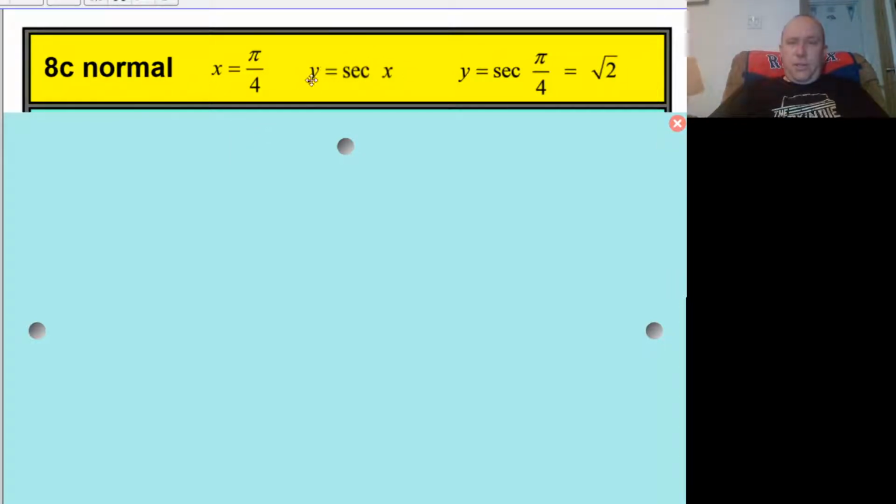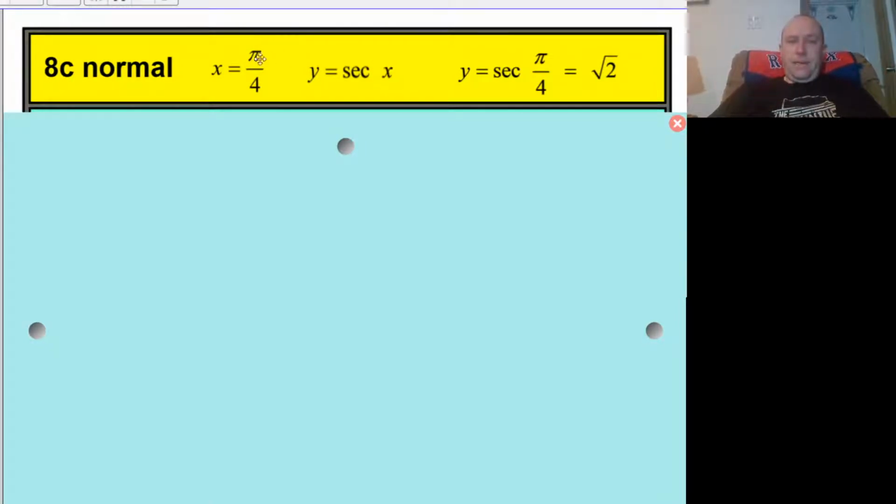So we're given the equation y equals secant x here, and we're given this x value here, and we're asked to find a normal. So we should recognize this as a question where we're trying to find the equation of a line. So we should be thinking about point and slope. And for our point, we've only been given half the point. We've just been given the x value. So to find the y value, use the formula.